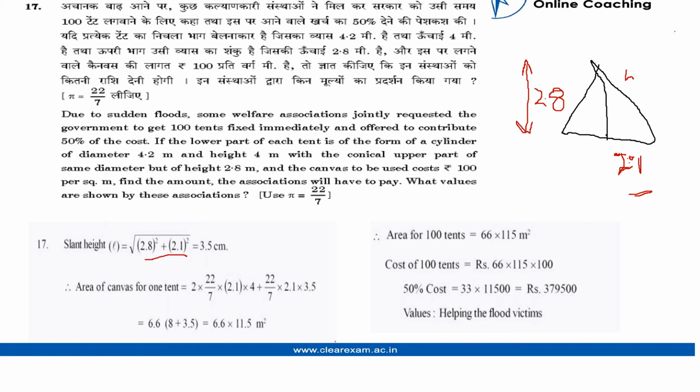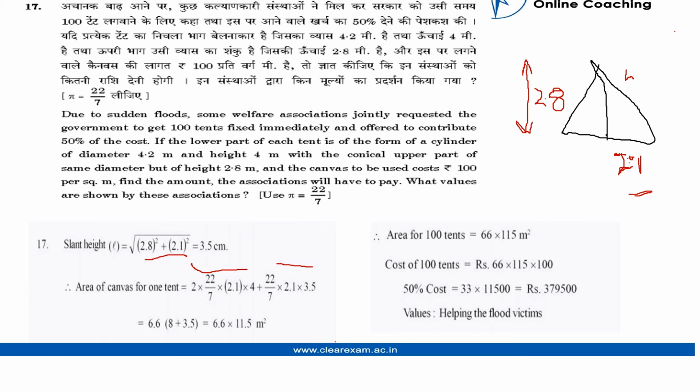Now the area of canvas for one tent is area of cylinder plus area of cone, that is 2πrh + πrl, that is 2 × 22/7 × 2.1 × 4 + 22/7 × 2.1 × 3.5, which will come out to be 6.6 × 11.5 meter square.